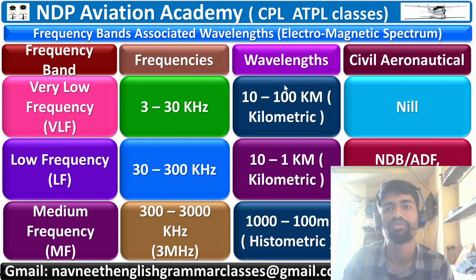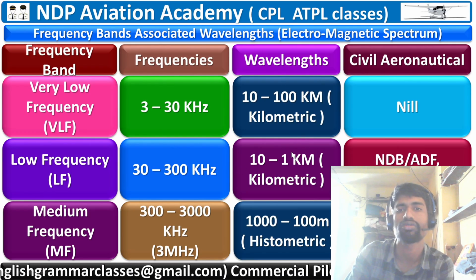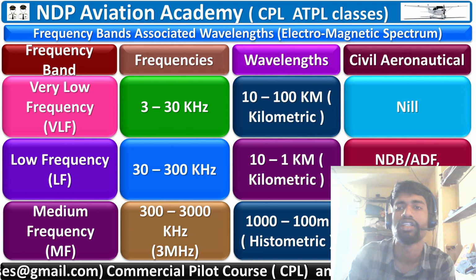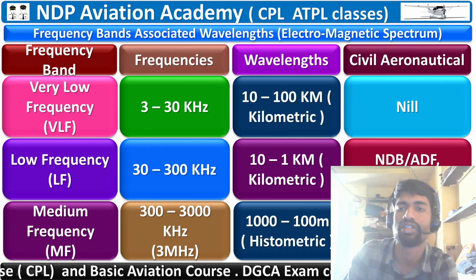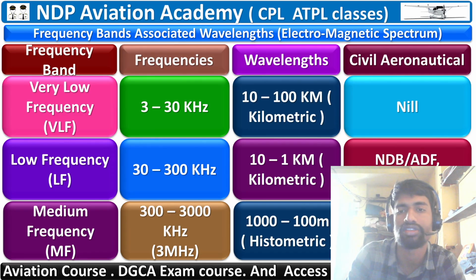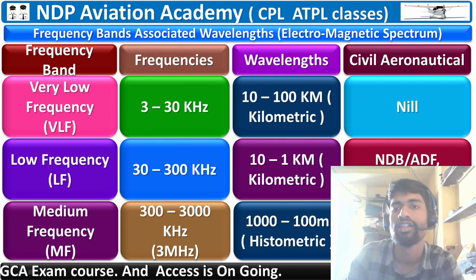So how much wavelength does it cover? Okay, 1 to 10 kilometers. It covers the area, covers the wavelengths. Okay, that much distance it can travel.